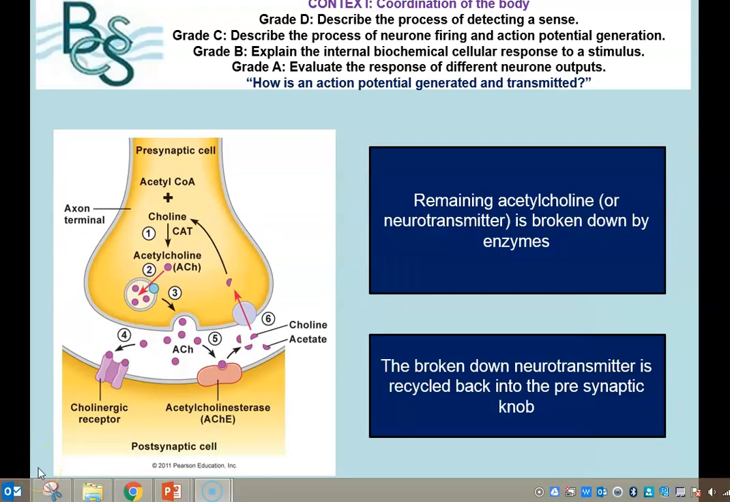We do still have that neurotransmitter sitting in the synaptic cleft, and that could be a problem because it could keep triggering new impulses to start in the next neuron. So we have to break down that neurotransmitter, and that happens with enzymes, and then the broken down pieces are reabsorbed back into the synaptic knob where they can be reassembled and used again. So they're recycled.